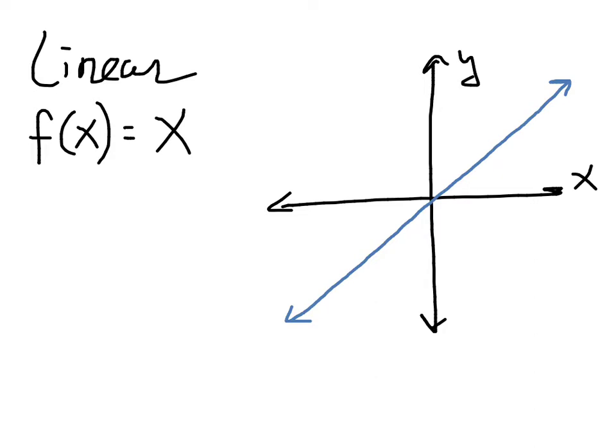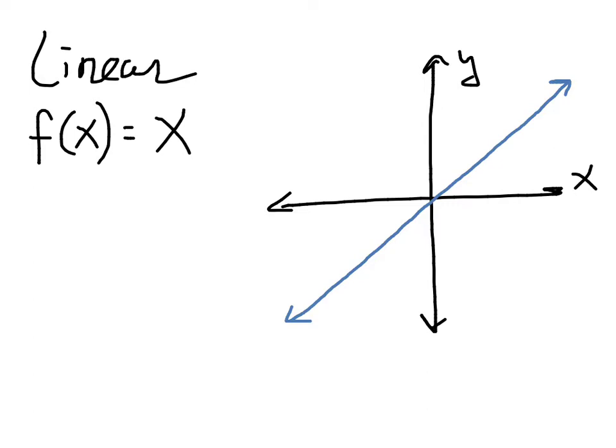If it's got any sort of diagonal line to it, it is a linear model, okay? If it's horizontal, again, that would be a constant. Any type of diagonal, we are now in the linear phase, okay?